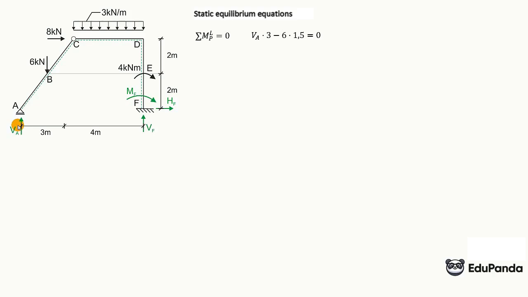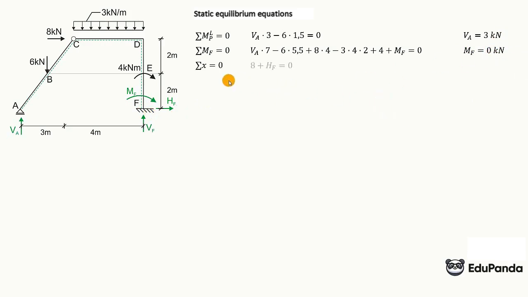I immediately calculate this reaction equation VA. Then the sum of moments for the whole system at point F, which is at this support. And from this equation, we found that the moment at the fixed support is equal to 0. The sum of the projections on the horizontal axis and the sum of the projections on the vertical axis. And we have calculated reactions.